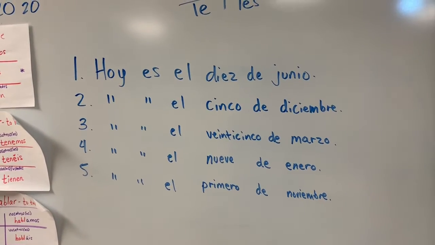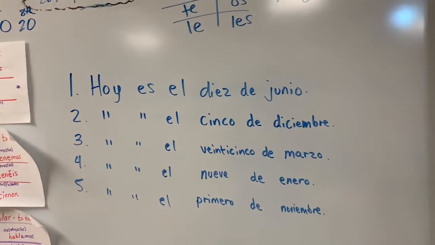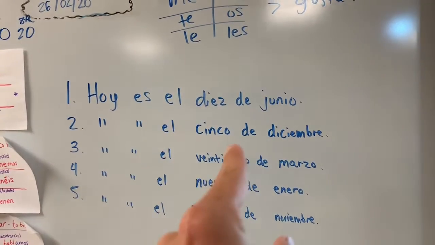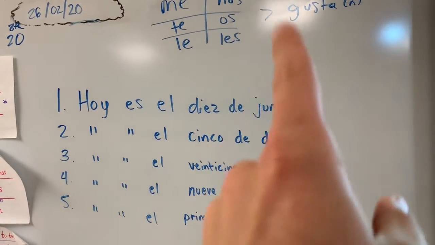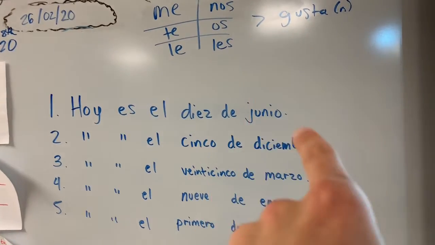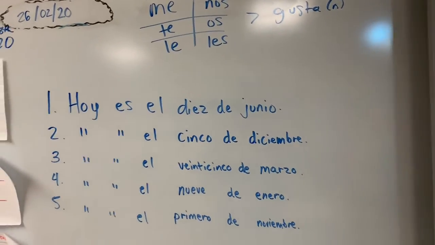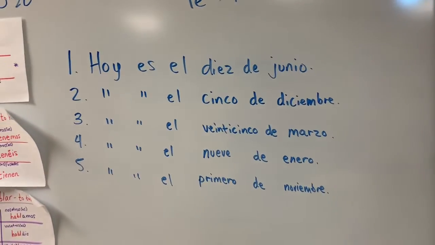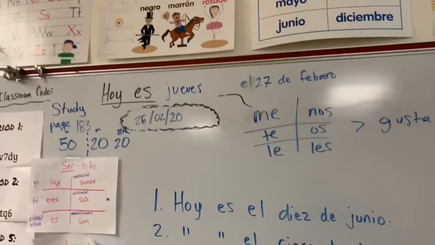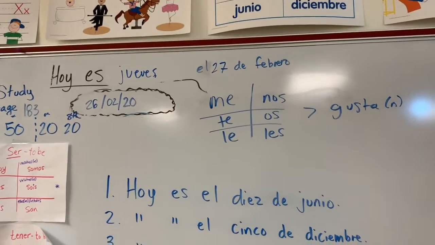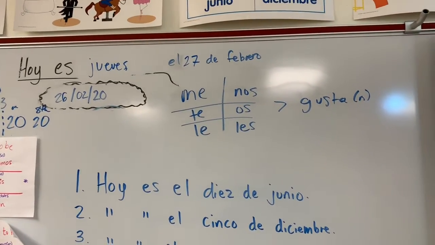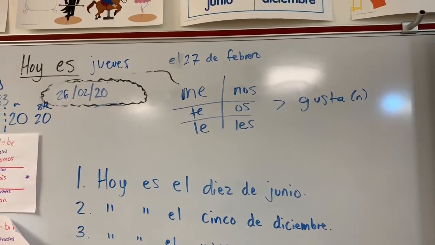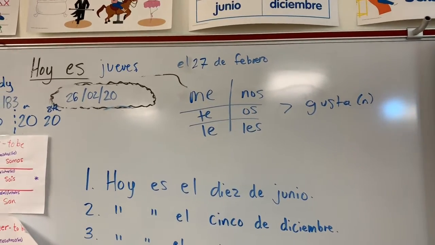So, the formula is: hoy es el number de month de year. If I were to give the full date today, I would say hoy es jueves el 27 de febrero de 2020.